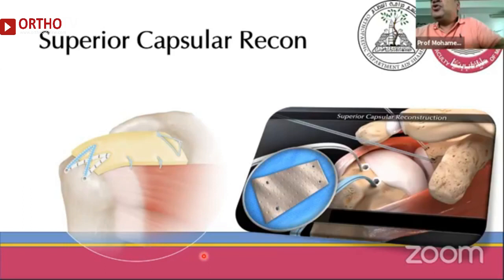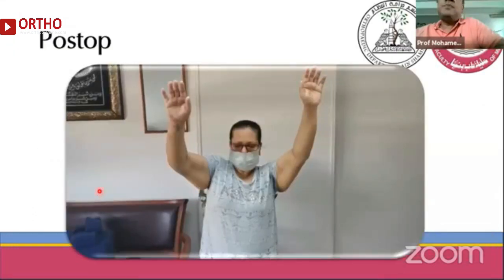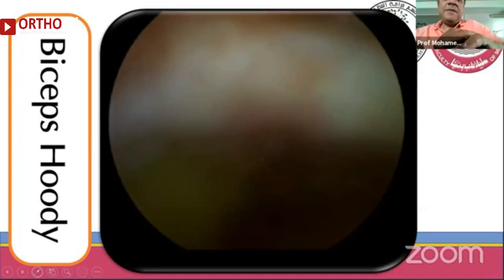And the latest solution, which has very good results now, is superior capsular reconstruction, either with the dermal allograft, the synthetic graft, or the autograft of the fascia lata. But the technique is technically demanding and time consuming, and you need to put 6 to 7 anchors into the shoulder. This will cause some cost-benefit issues, and this is another solution that I was talking about now.